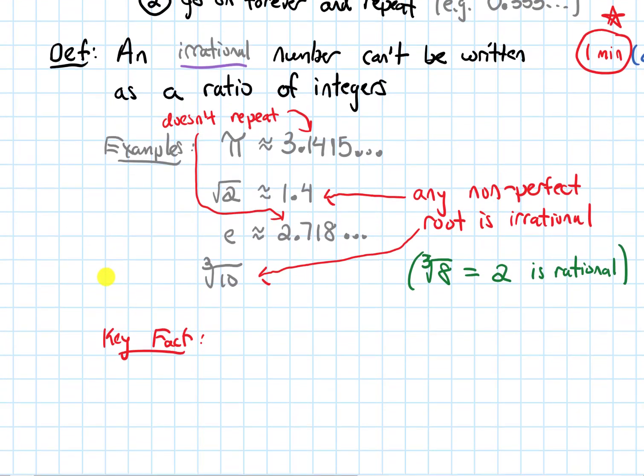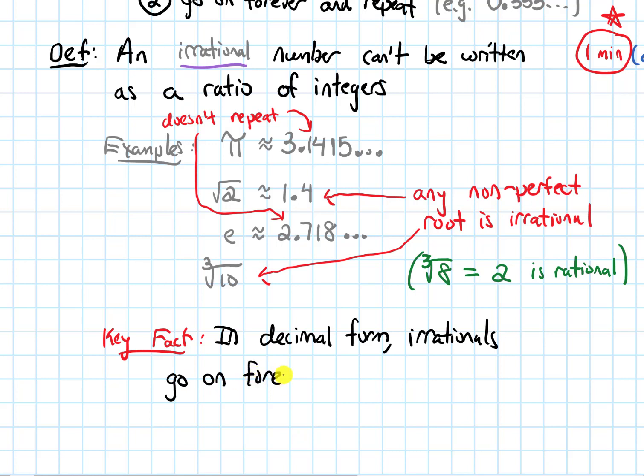All right, so the key fact about irrationals in decimal form, we've hinted at it already: irrationals go on forever, and they don't repeat.